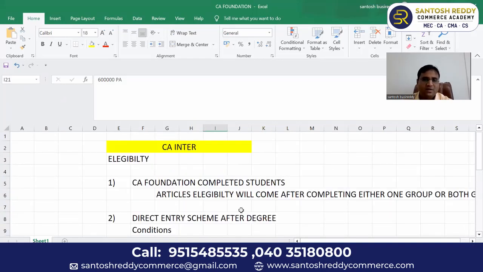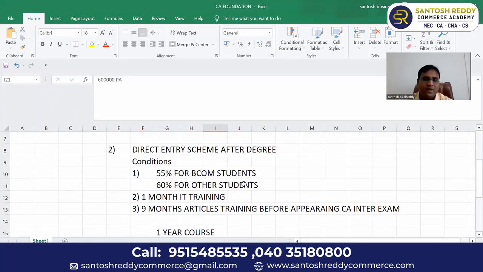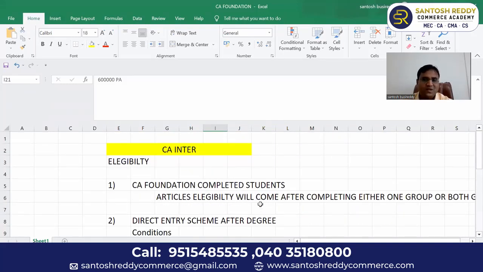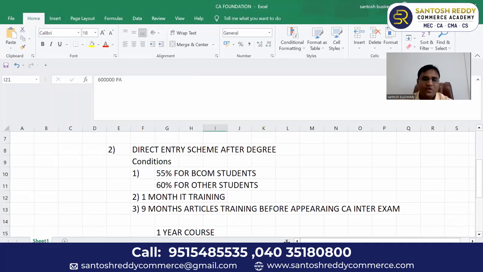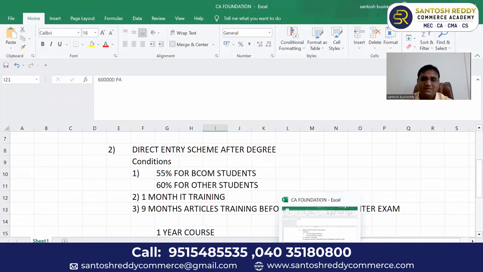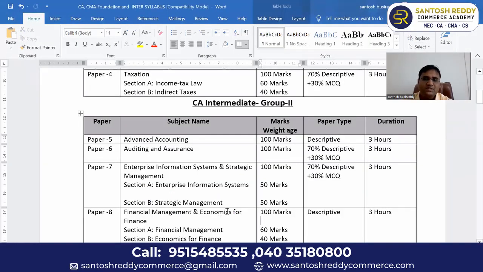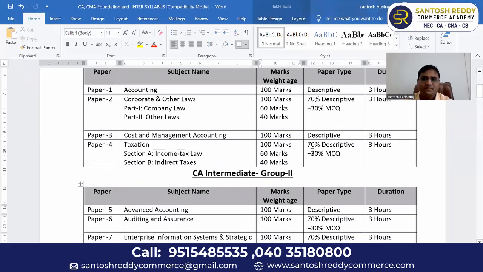So take the perfect decision after BCom. After BCom also you have a chance to become a CA with nominal efforts. Why am I saying nominal efforts? You already have the subject knowledge in the BCom. Very easy for you. All these are BCom subjects. Clear? Right.